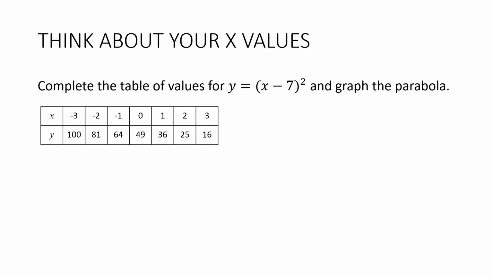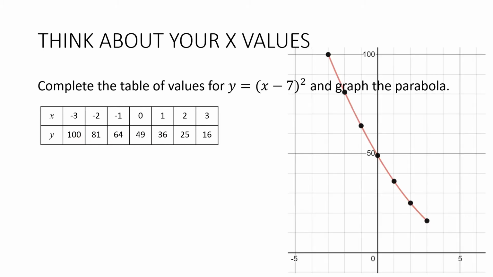Now here's another trap for young players. Make sure you think about your x values. If we complete the table of values for y equals (x minus 7) all squared, these are the numbers that we get. And if we graph them, we get that, which doesn't look like a parabola at all. And it's because the axis of symmetry is actually at 7. It's way over here. We haven't even got to the turning point.